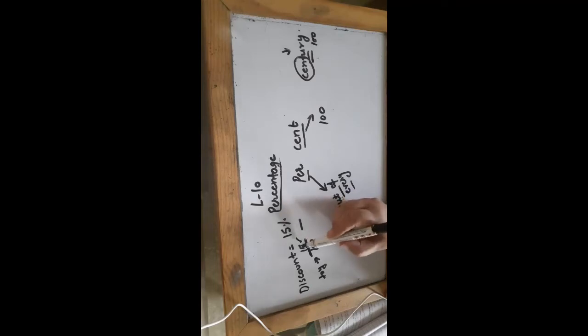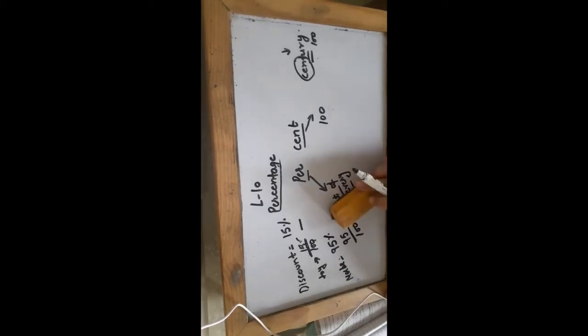Okay, so 15%. Now marks, I said you scored 95% marks. So 95% means 95 per 100, means you scored 95 out of a total of 100 marks. Just like the toy, you will get an off of 15 rupees out of 100 rupees. So this percentage means out of every 100.